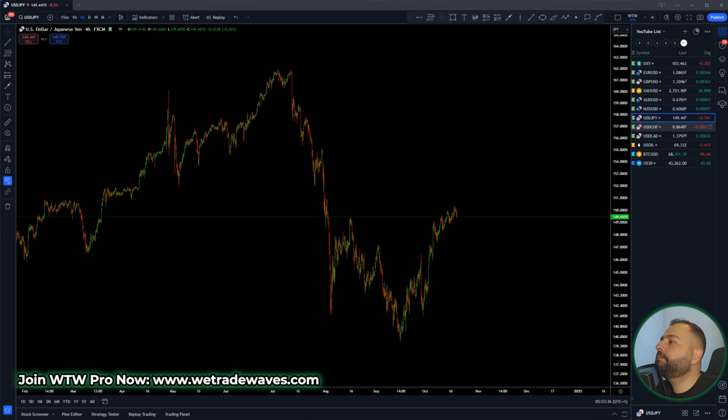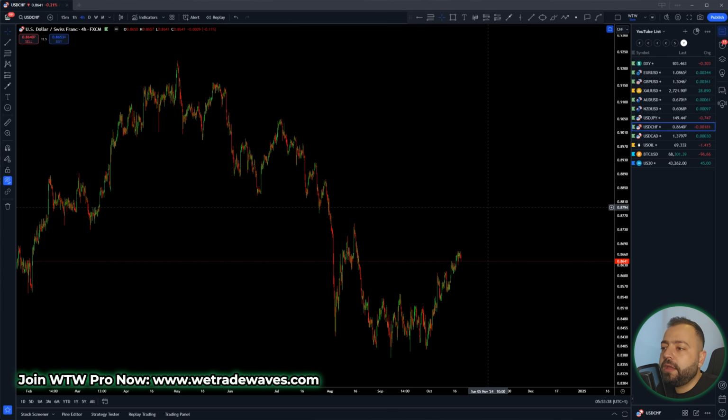Okay, dollar Swiss, for this one, again, is the same thing. I'm looking for the sell setups. Even if market pushes up to break this top, it doesn't matter. One more drop will be coming, and the sell setups should be good here as well.